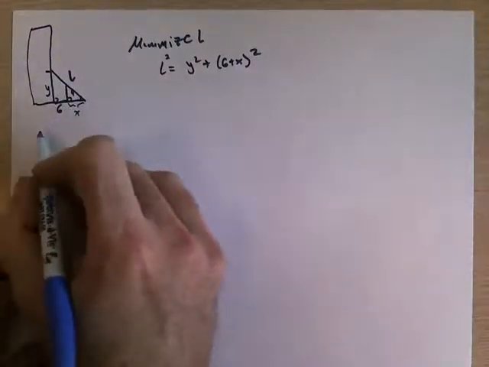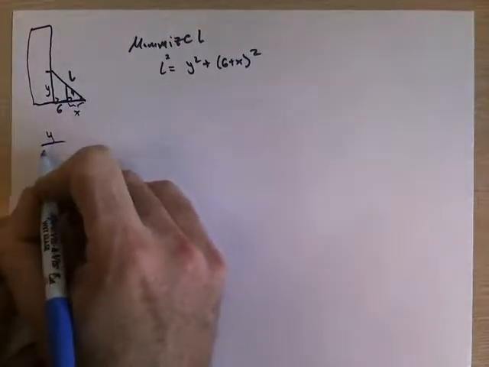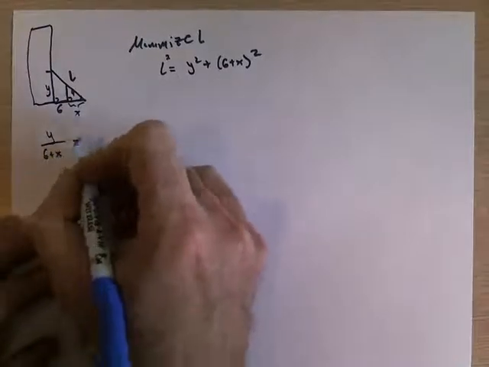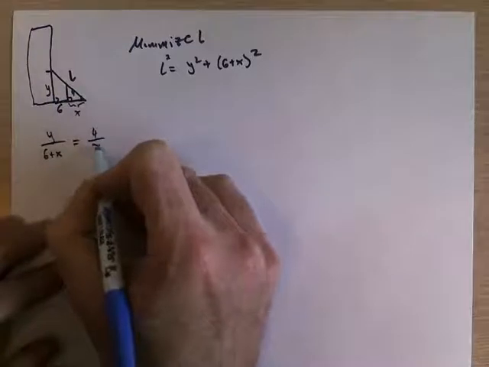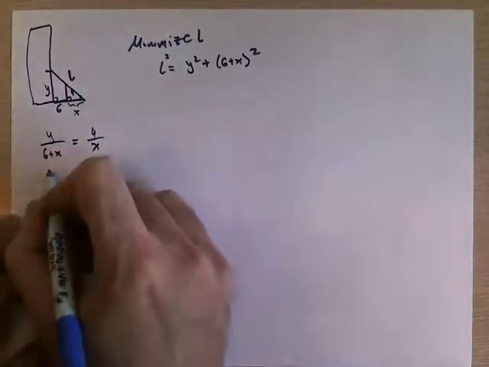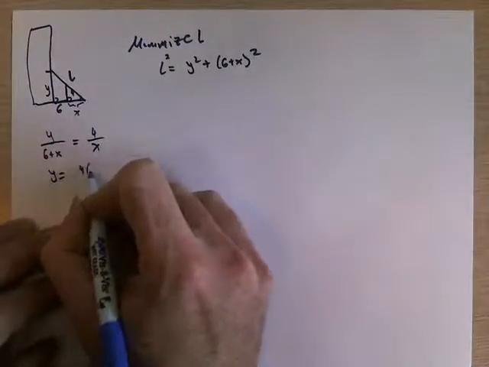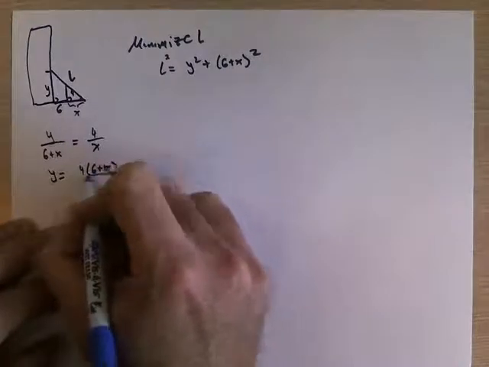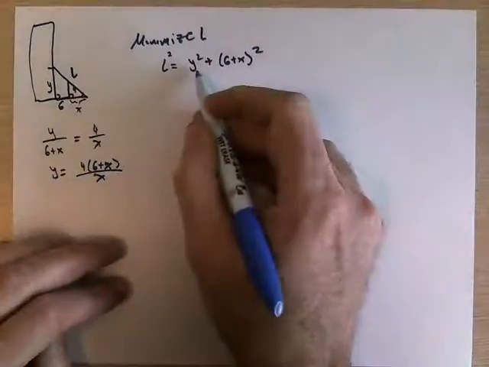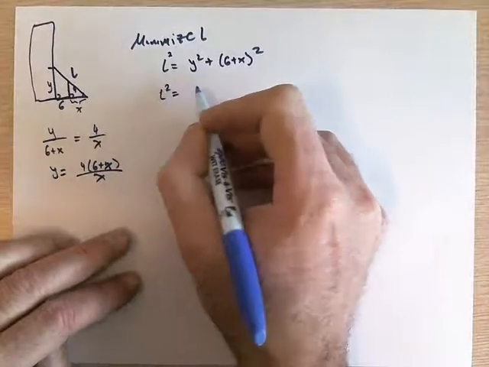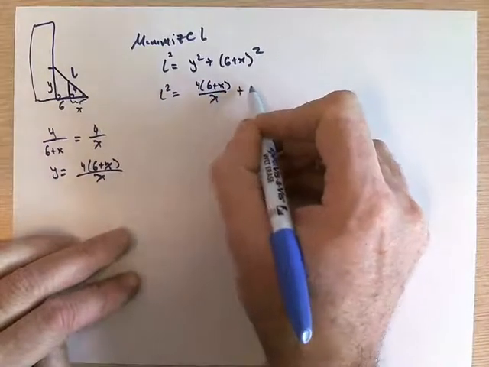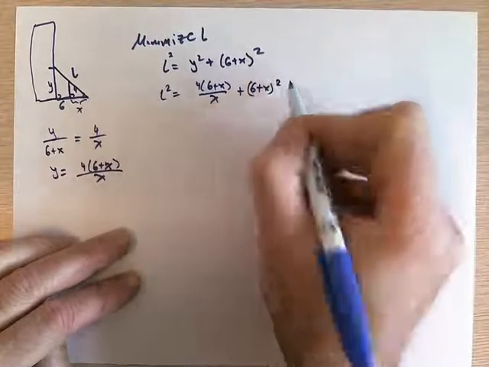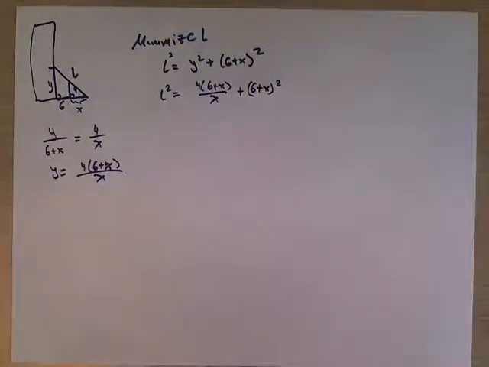So there are some relationships. I can say that Y divided by (6 plus X) is the same as the vertical, horizontal is the same as the vertical here: 4 is to X. So Y is equal to 4 times (6 plus X) divided by X, and I can plug that in. So L squared is (4 times (6 plus X) divided by X) squared plus (6 plus X) squared. And there I have a function just of X.